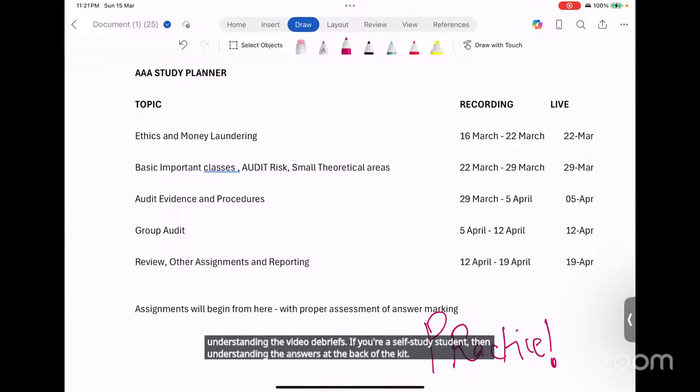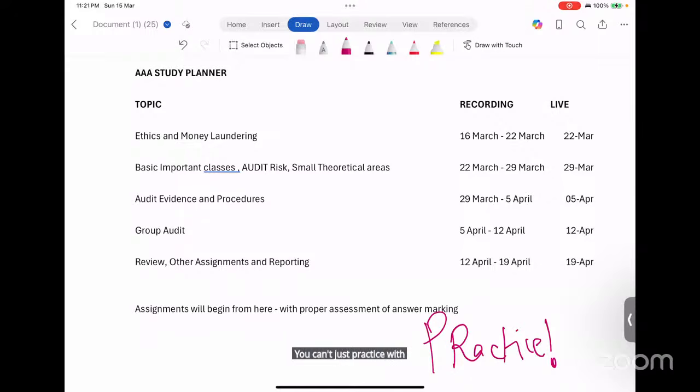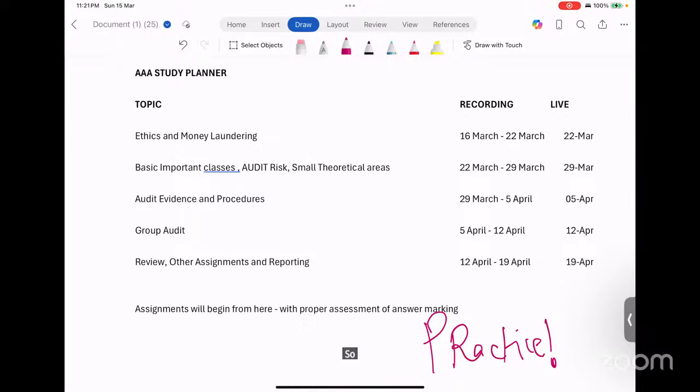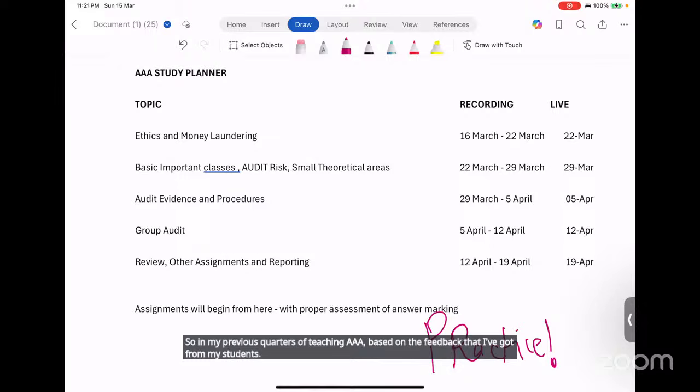You can't just practice with a paused mind or cluttered mind. You have to do it honestly, where you honestly sit down and practice the case studies, type them out in a timed environment, and you give assignments. So in my previous quarters of teaching AAA, based on the feedback that I got from my students, I've understood and improvised on a few things this time.